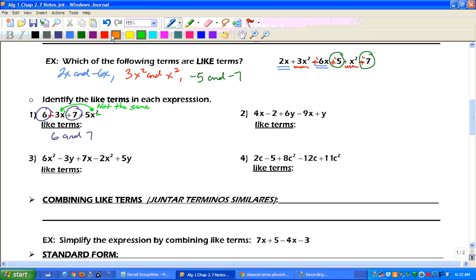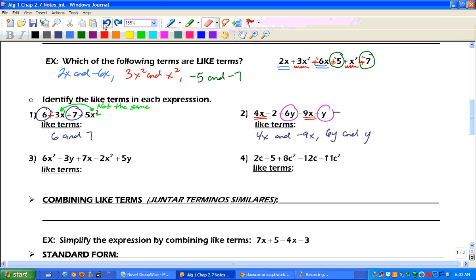All right, let's look at 2. Now, one of the things you need to do is make sure that when you're going through this, to underline, okay, you can circle, just so you can identify which ones are your like terms, okay? So our like terms for this is the 4x and the negative 9x and the 6y and y. Just double check, was that positive or negative? And that was positive.